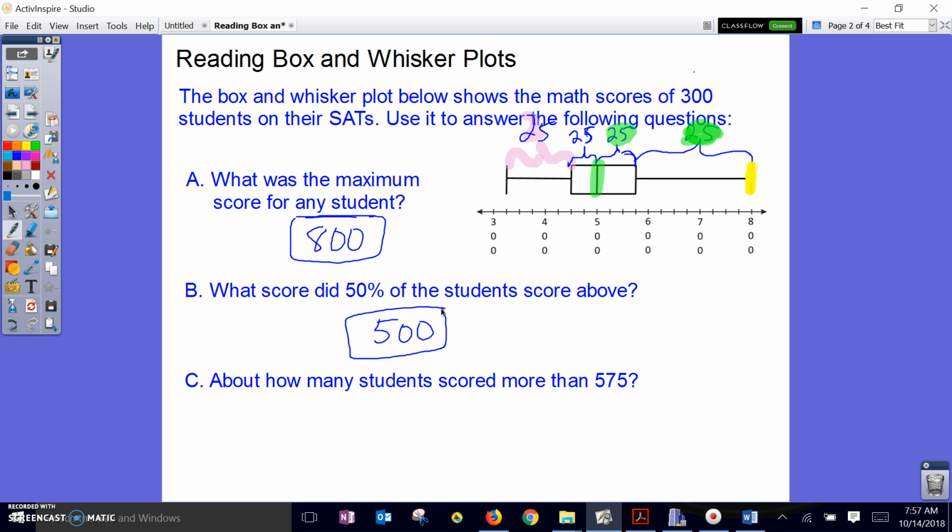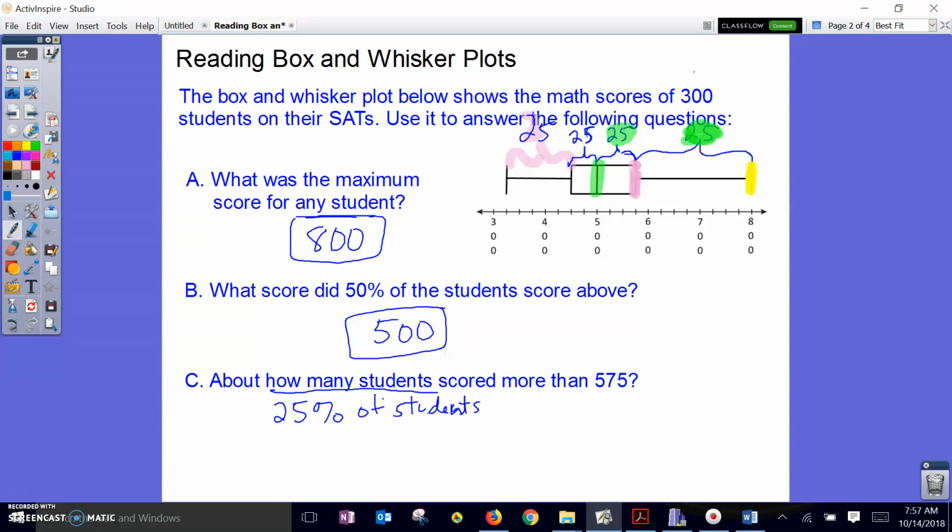Alright, the next question, about how many students scored more than 575? So we identify 575 on our box and whisker plot here. It's the third quartile, which means that 25% of the students scored above a 575. So if we want to know how many students, we don't want to know what percentage of the students, we want to know how many.